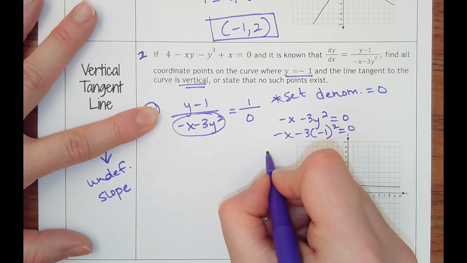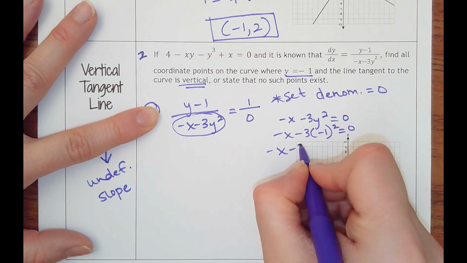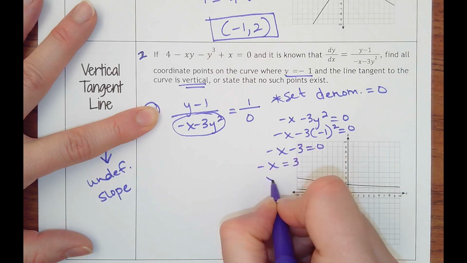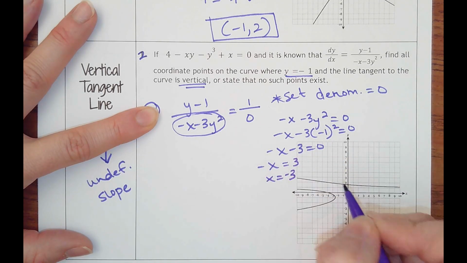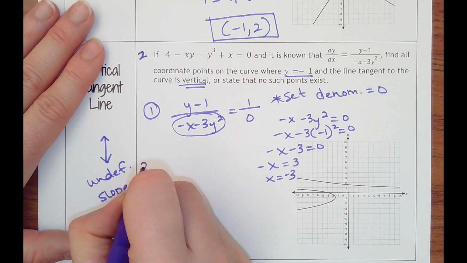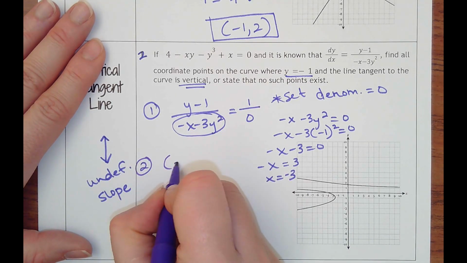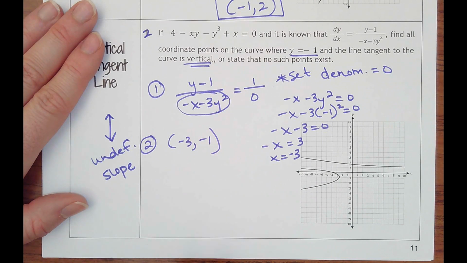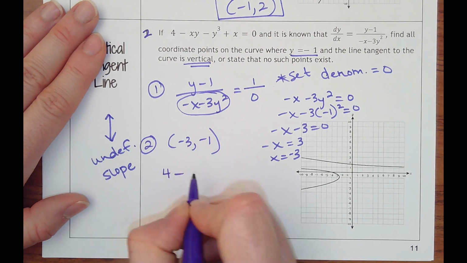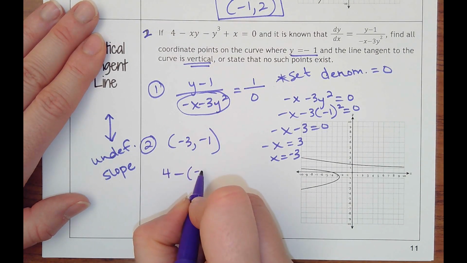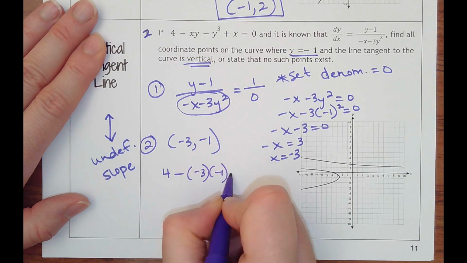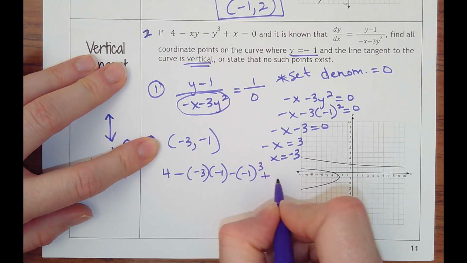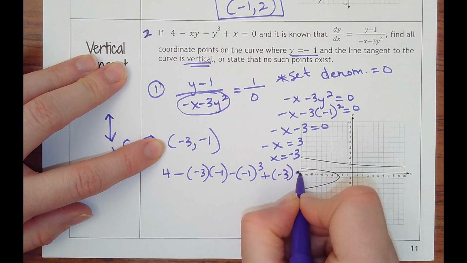Solve for x. That would be 1 times -3. X is going to equal -3. So my point is at -3, -1. But now we have to check into the original. So it's 4 minus -3 times -1 minus -1 cubed plus -3 equals 0.